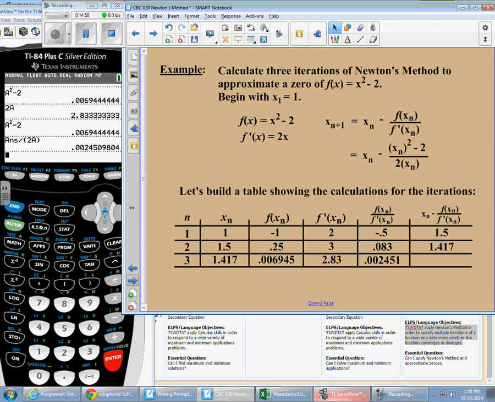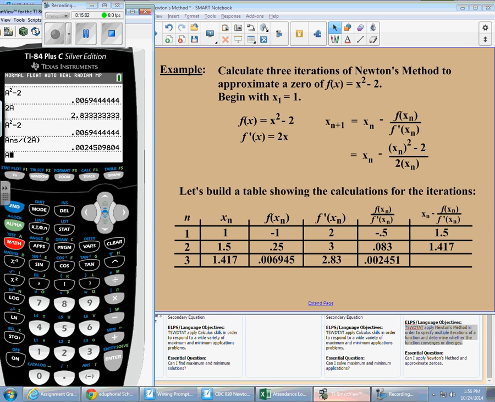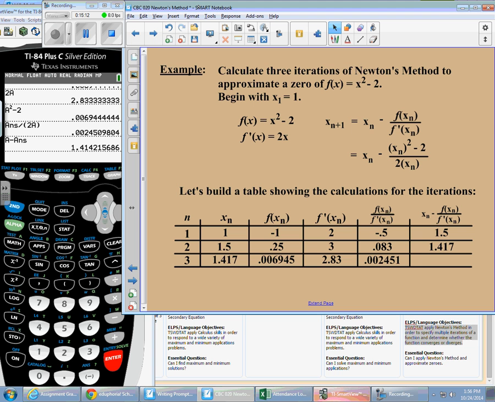And then I need x sub n minus this current value that I have. So I'm just going to go a minus answer. And I've got 1.41421 and so on. We have an irrational number down there. So we've just run 3 iterations of Newton's method. Let's see where we stand as far as getting close to the actual zero.